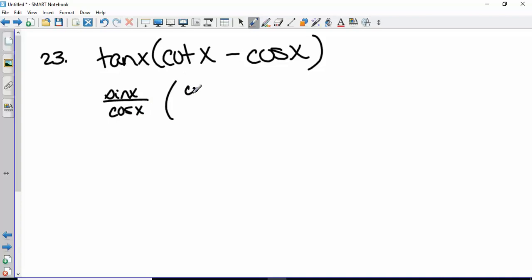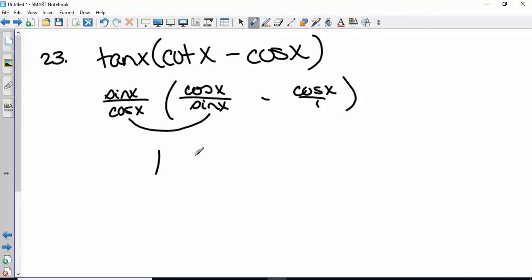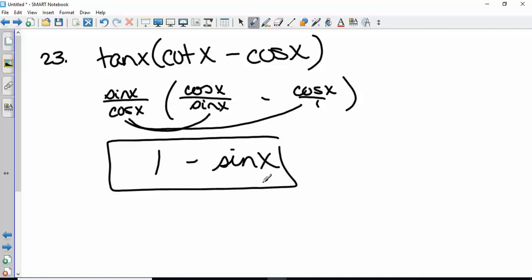Cotangent is cosine over sine. So if we distribute, when you multiply these, you get sine times cosine over sine times cosine. That's just 1. If you have the same thing on top and bottom, that's 1. Minus sine divided by cosine times cosine. So the cosines would drop, and leave this with the sine.